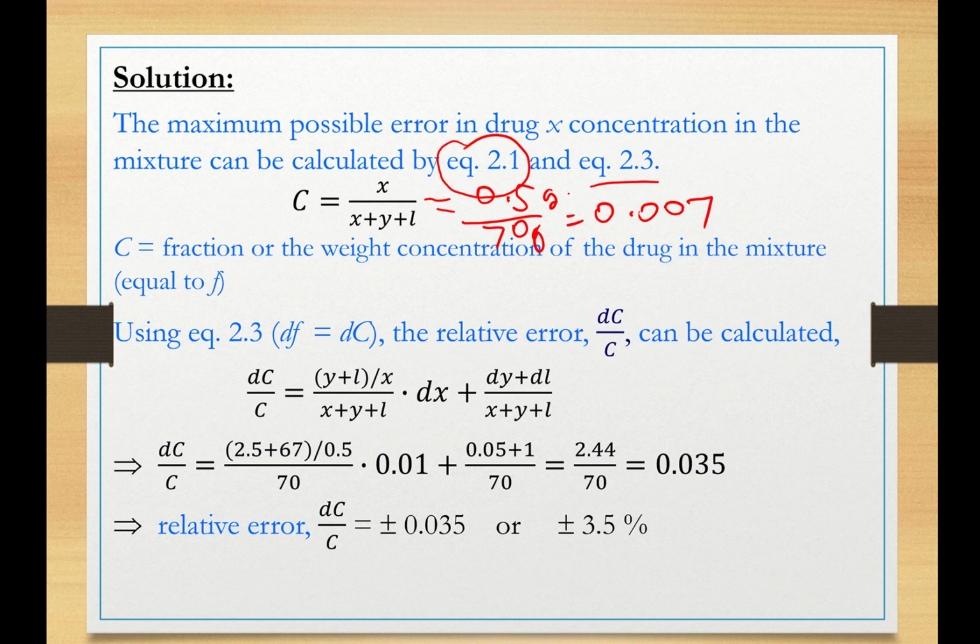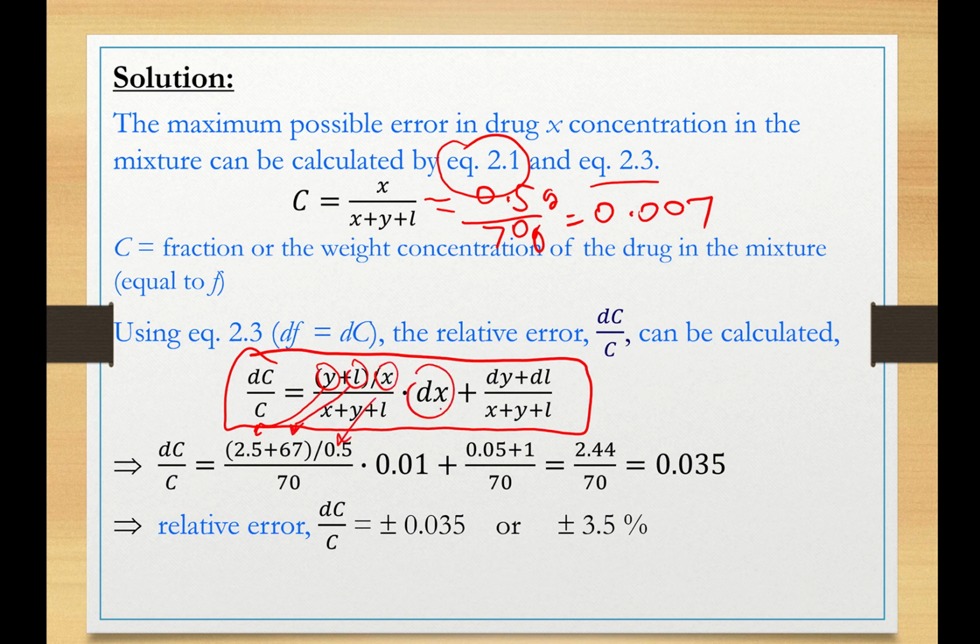So it's grams of drug over grams of mixture. So applying equation 2.3, that's my equation there. Now dC over C is dF over F, right? Now Y is 2.5, the lactose is 67 grams, and the drug is 0.7 grams. And the SR of the balance I used to measure the drug is 0.01 gram. The SR of the balance I used to measure Y is 0.05, and the SR of the balance I used to measure lactose is 1 gram. Carry out the algebra, and that's 0.037.